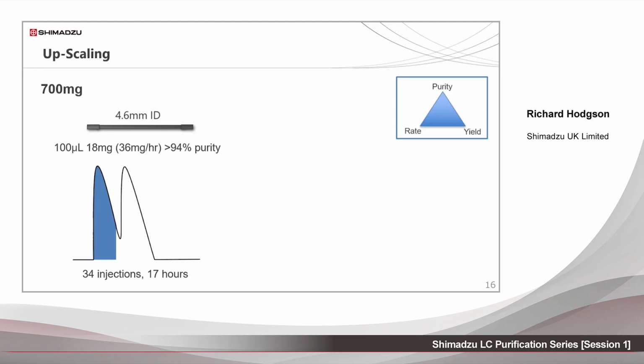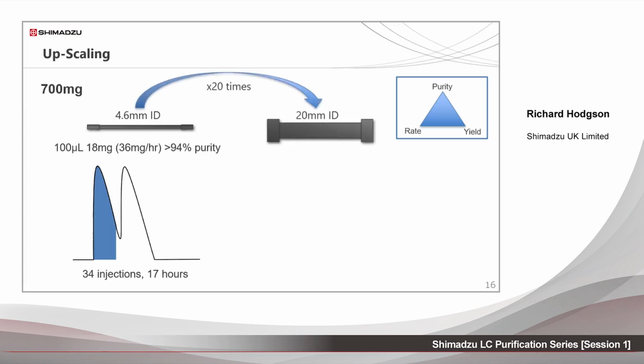and particle size. Scaling from a 4.6mm ID column to a 20mm ID column is approximately a 20 times increase in cross-sectional area. Therefore, a 20 times increase in injection volume, flow rate, and amount of material on column should provide the same resolution of peaks.